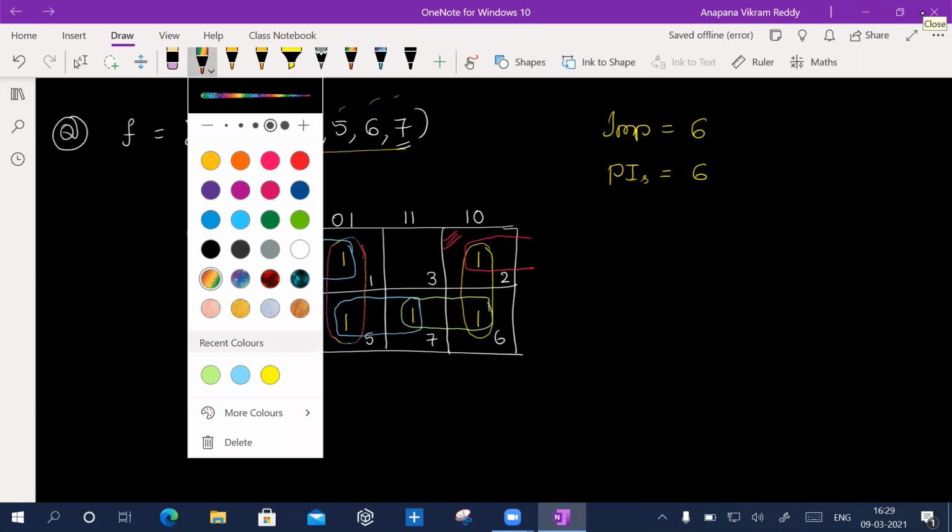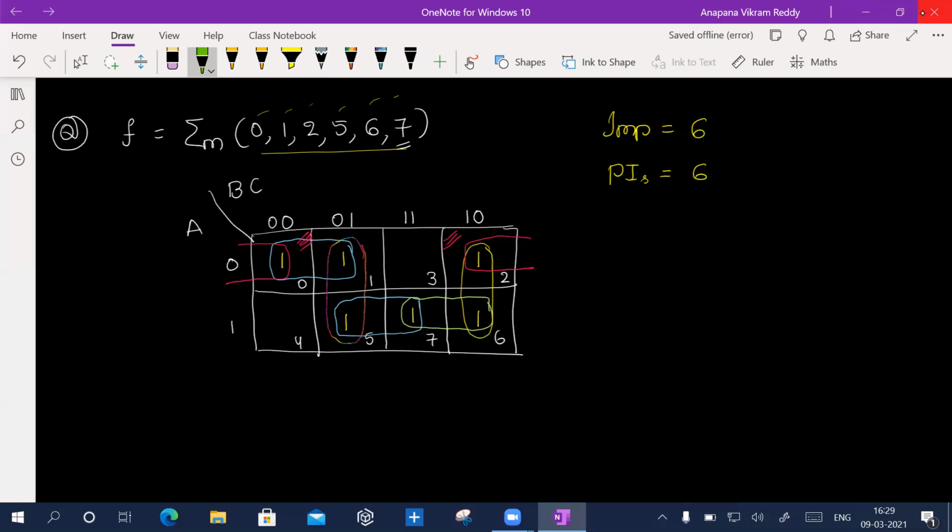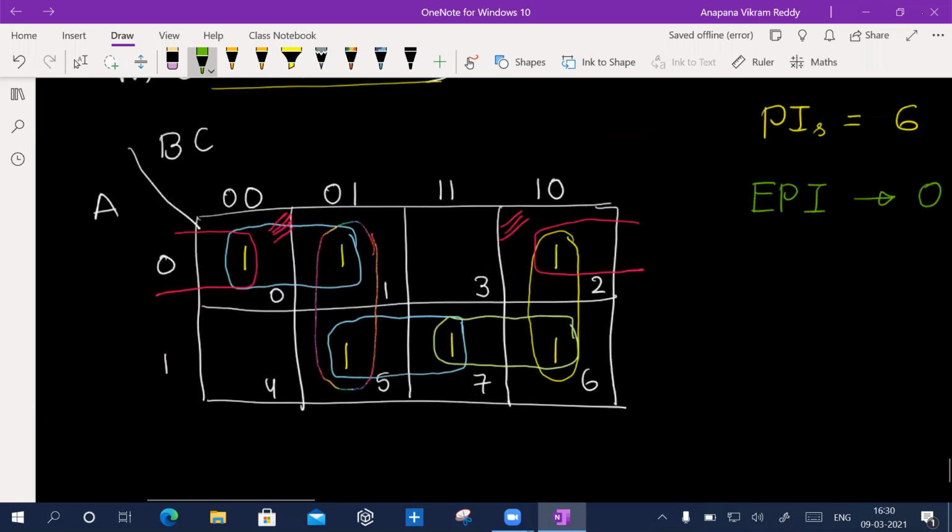Now, how many EPIs? 0, sir. 0. Excellent. So EPIs 0, okay, because I'll take, for example, this is a messy kind of thing, but I'll try to make it big.